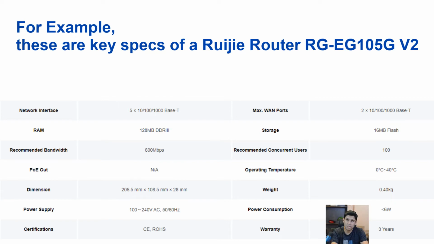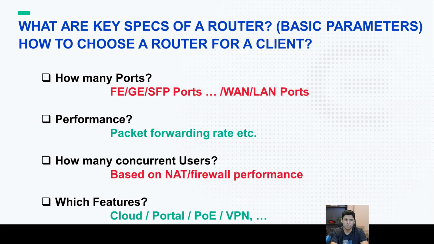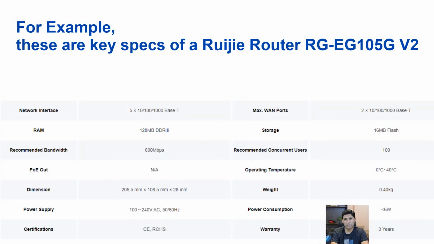Plus, do they need NAT? Do they need a firewall? Do they need these kinds of features as well for each user? We can also suggest according to that. Then some clients have specific requirements, so we can ask, do they want a cloud supported router? Do they want to do the configuration remotely? Do they want a modern router with cloud, just like our Ruijie router EG105 and those routers? Do they want a portal as well?